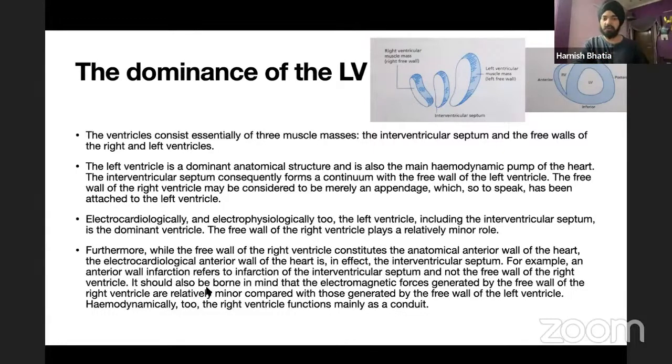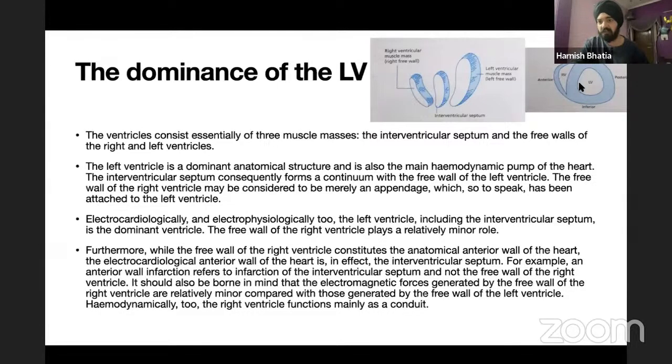Right. So it should also be borne in mind that the electromagnetic forces generated by the free wall of the right ventricle are relatively minor compared to those generated by the free wall of the left ventricle. Hemodynamically also, the right ventricle functions mainly as a conduit. It is just a conduit. It doesn't even contract much. So blood is coming and going. It is not doing anything much. Unlike the LV, which is actively contracting and pushing the blood to the entire body. Okay. So I hope this is also clear. See, in this figure also, you can see that the LV walls are so thick.